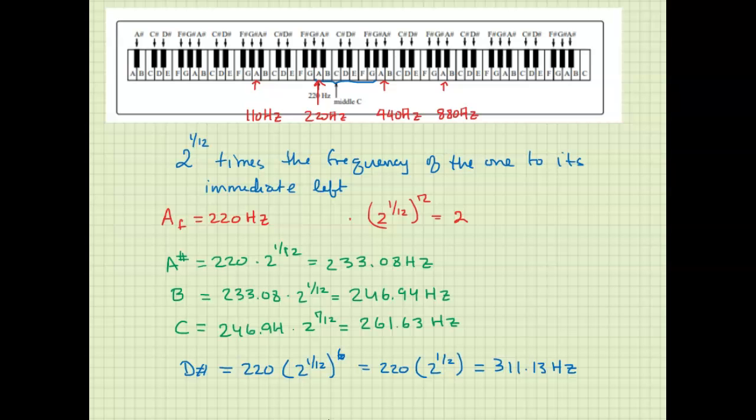I hope this helps you do the homework problem that has to do with calculating frequencies on the keyboard. All right, that's it for this example.